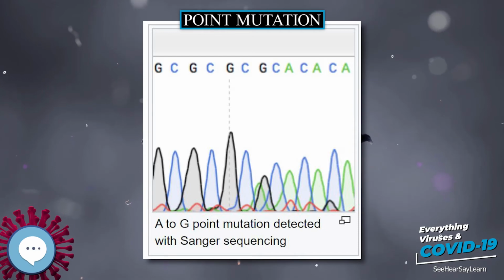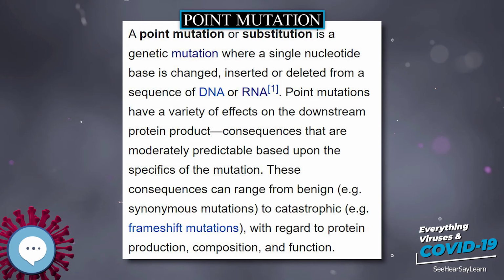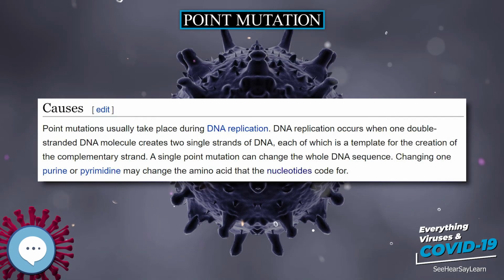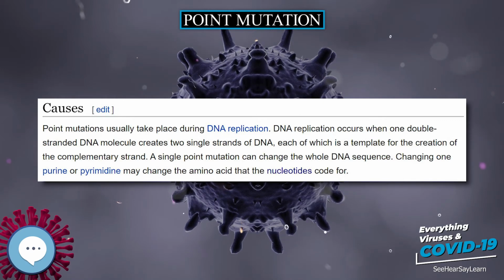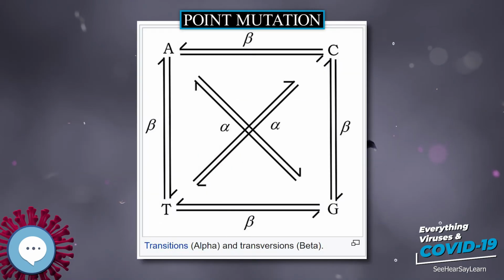Point mutations can have several effects on the behavior and reproduction of a protein depending on where the mutation occurs in the amino acid sequence of the protein. If the mutation occurs in the region of the gene that is responsible for coding for the protein, the amino acid may be altered.